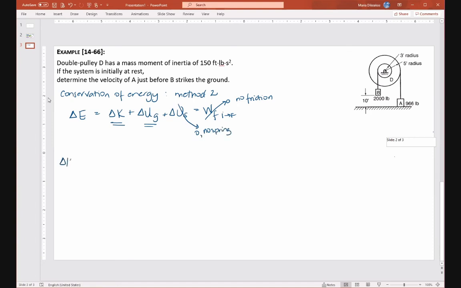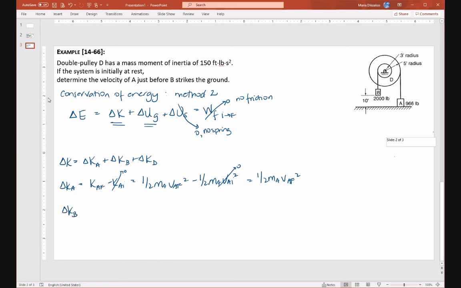So delta K in this case is the change in kinetic energy of mass A plus the change in kinetic energy of mass B plus the change in kinetic energy of pulley D. So we have to find these 3 changes. The change in kinetic energy of mass A, kinetic energy final minus kinetic energy initial, is 1/2 MA VA final squared minus 1/2 MA VA initial squared. Now we're told that the objects start from rest, so our initial kinetic energies are 0. So we just have 1/2 MA VAF squared.